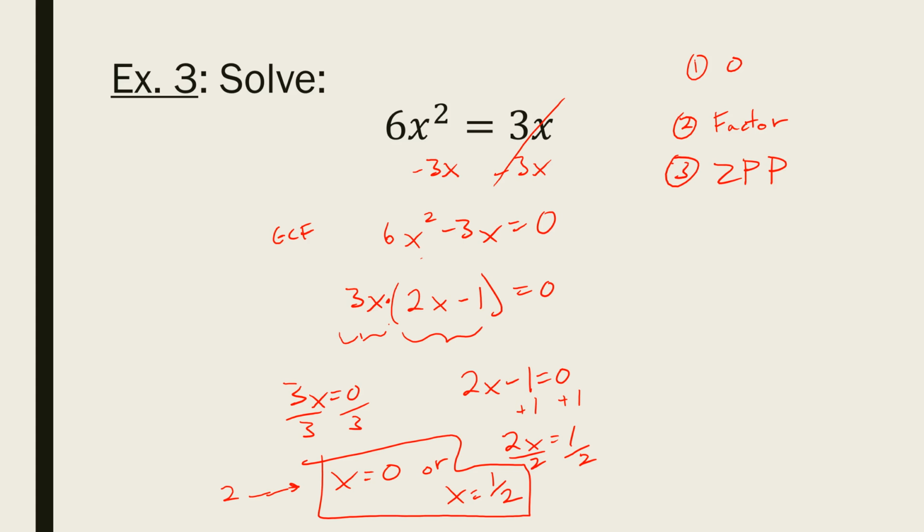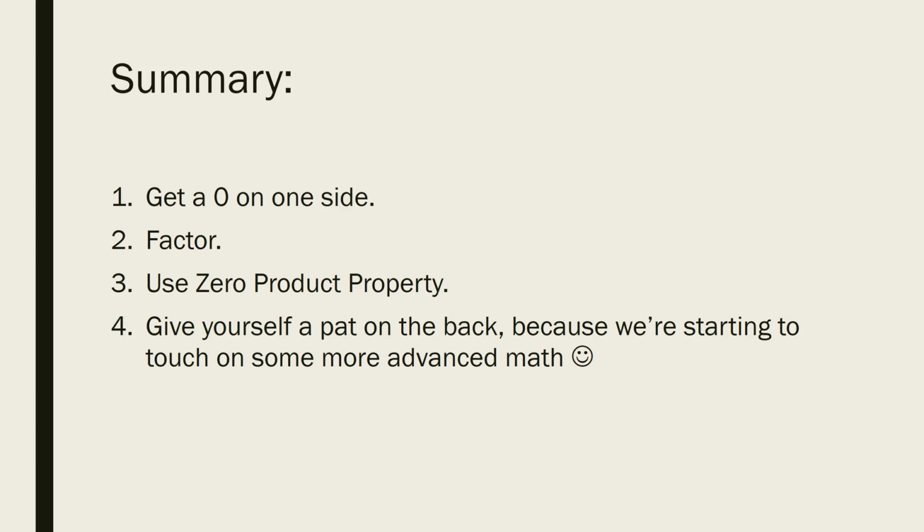All right, so I know that this was a crazy new solving technique. We have never done anything like this before. We've never solved equations like this, but if you follow the steps, you'll be fine. So first of all, remember, you're going to start by getting a 0 on one side. Then you're going to factor. The factoring creates multiplication. So because of the multiplication and because of the 0, you can use the zero product property where you say, hey, if I can get either parenthesis equal to 0, the whole equation will equal 0. And then give yourself a pat on the back because we're starting to touch on some more advanced math. Smile.